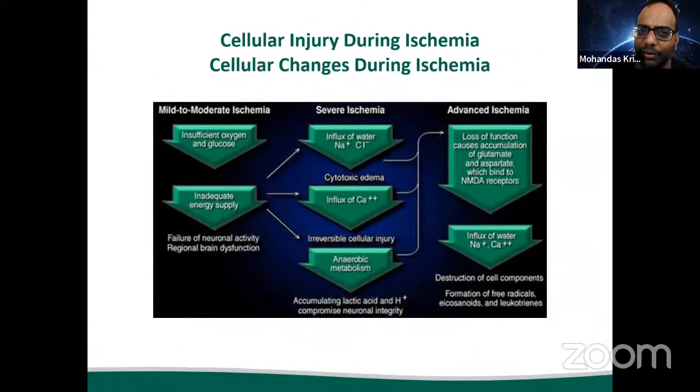So here you will see cellular injury during ischemia and the cellular changes during ischemia. You can see the insufficient amount of oxygen and glucose, influx of water, loss of function, and accumulation of glutamate and aspartate with NMDA receptors, influx of calcium, inadequate energy supply, anaerobic metabolism, influx of water, and sodium and calcium. Now you see such a complicated thing has happened inside the brain.